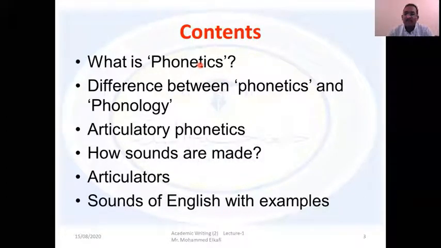Another point that we will cover, inshallah, is about the sounds of English. We'll cover them and we'll study some examples for them.